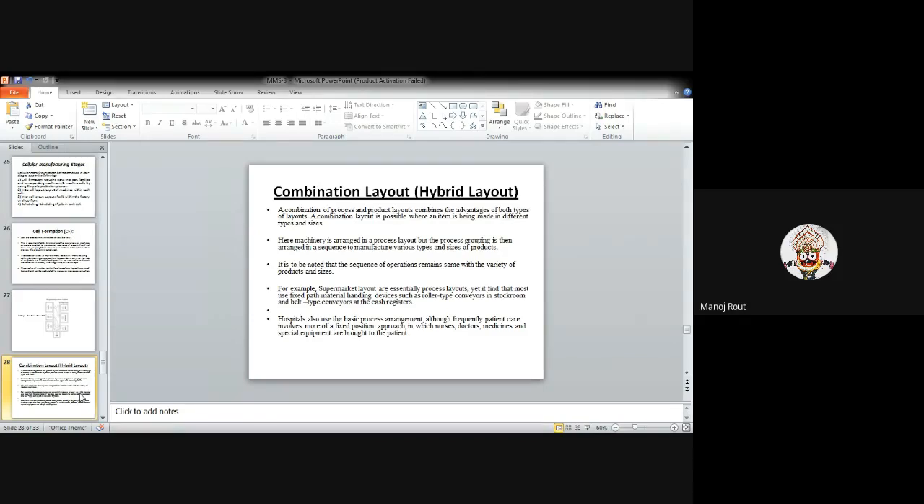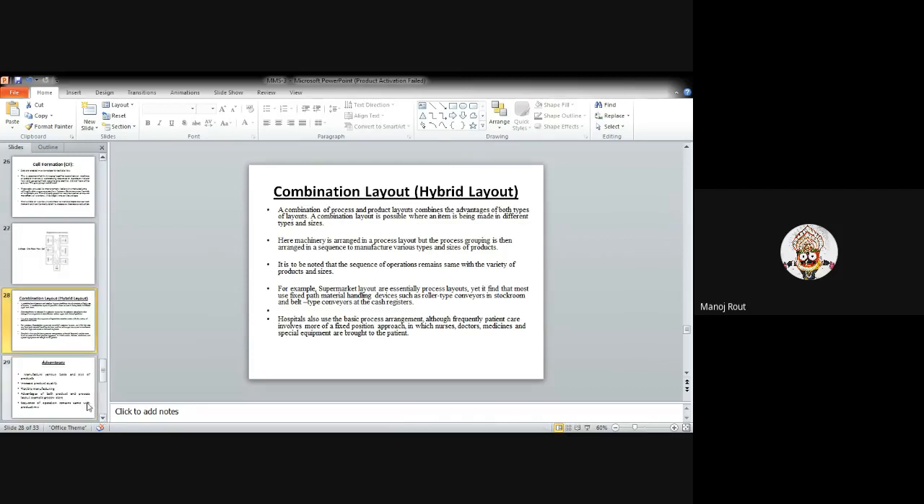In the case of a hospital, it also uses the basic process arrangement, although the sequence of patients involves more of a fixed position approach, in which the nurse, doctor, medicines and special equipment are brought to the particular patients. So that is the concept of a hybrid. In a hybrid, you have to combine both your process and product layout, but the sequence of operation remains the same with a variety of product and size. That is the concept of hybrid layout.